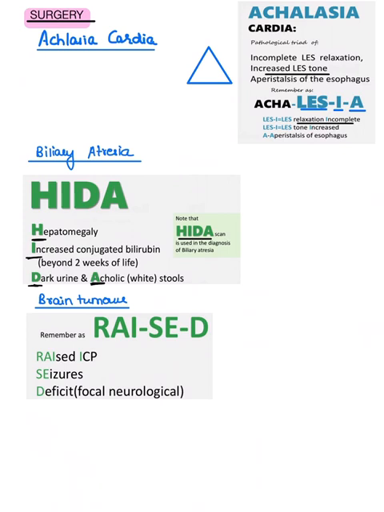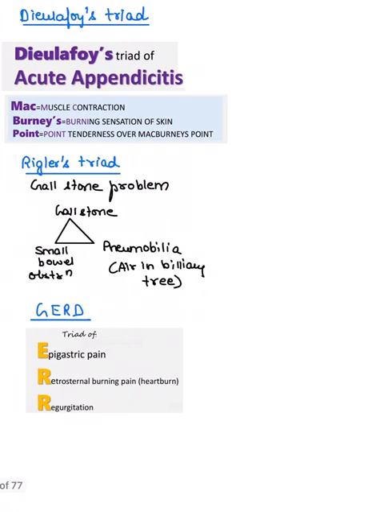Okay. Now coming on to the brain tumor. If you have a brain tumor, this tumor will compress the nearby structures. So due to compression, you will have symptoms. What? There is raised intracranial pressure. S is for seizures, and D is for deficit, that is focal neurological deficit.